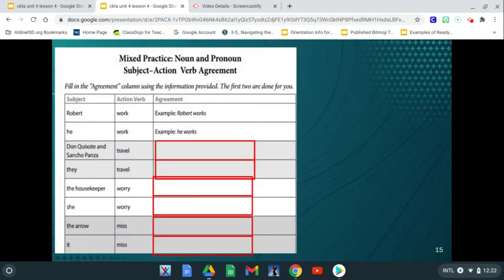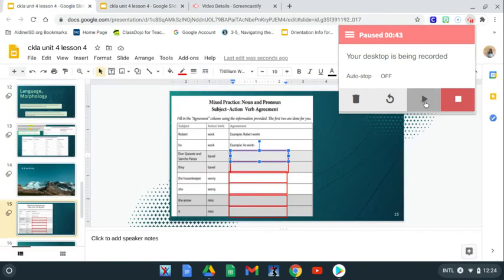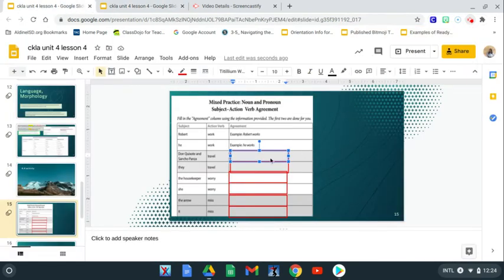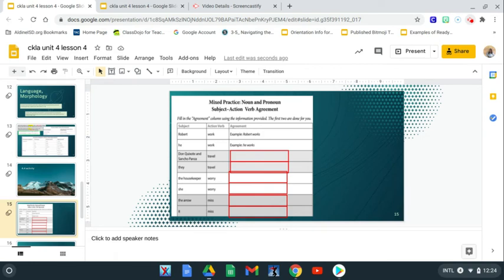Okay, so in activity 4.4, they have given us a list of our subjects, aka our nouns or pronouns, and our action verbs, and they want us to put them together so that they agree, so they make sense, you guys. So for example, we're going to look at the first one where it says Don Quixote and Sancho Plaza travel. So we're going to work this one out together.